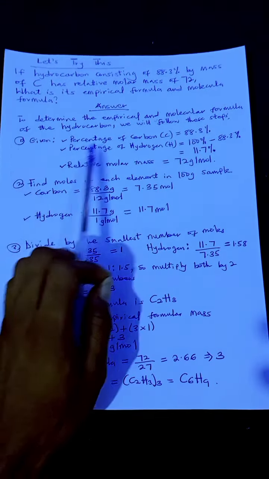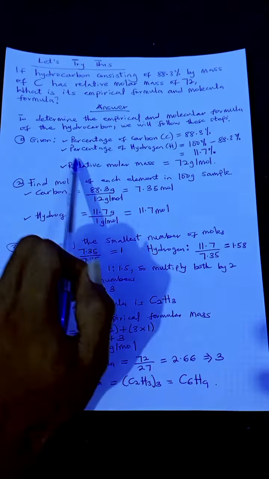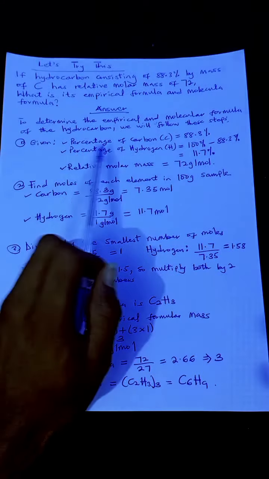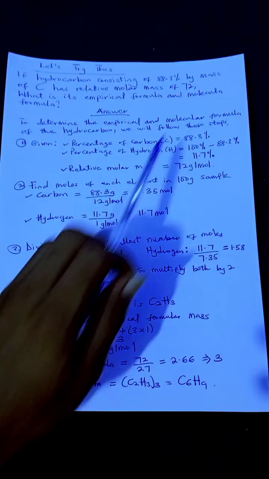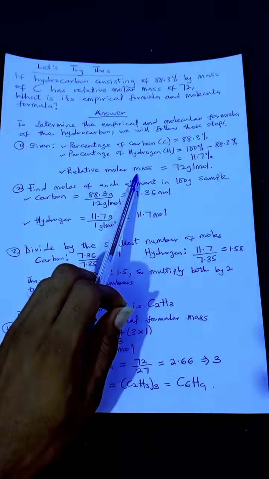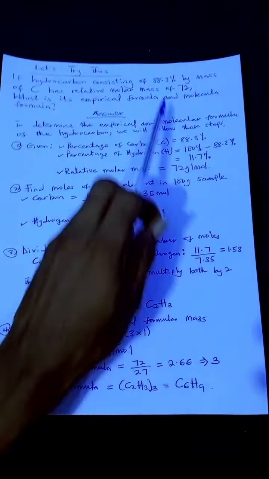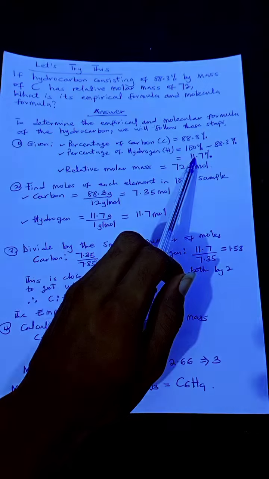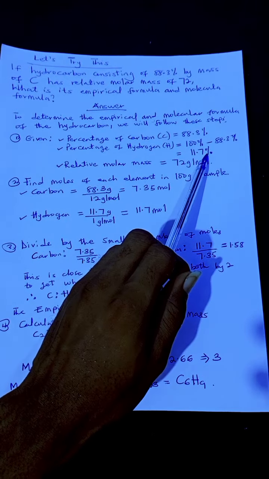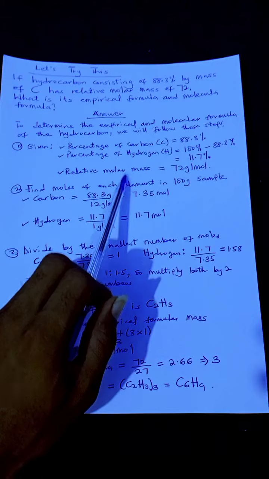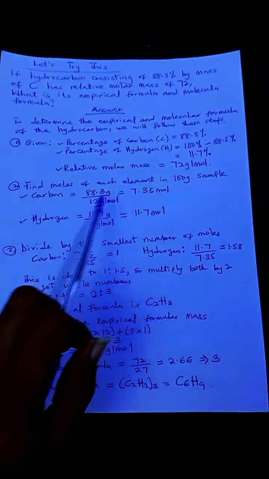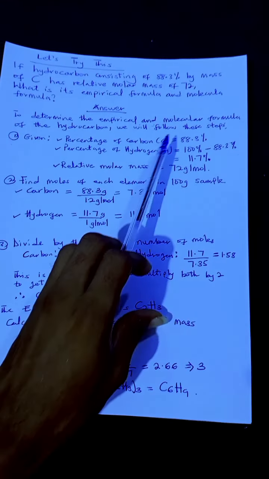So step 1, you go back to the question, then you bring the data out. The percentage of carbon is 88.3 in the question here. To get that of hydrogen, subtract the 88.3 from 100 and you get that of hydrogen, which is 11.7. Then the relative molar mass was given in the question as 72. So we have the data from step 1.